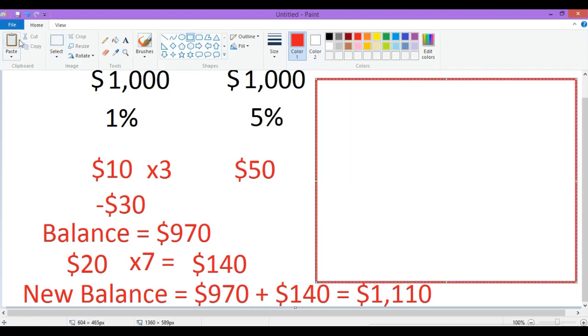Now we have someone that is trading 5%. Someone that is risking 5% of his account is going to be using $50. Am I right? 5% of the account. Yes, that is correct. So the person is going to be using $50 to trade.